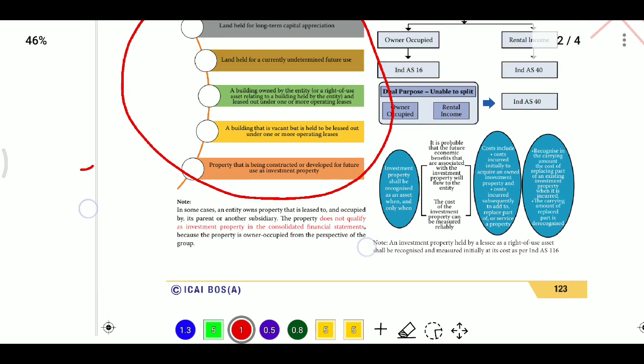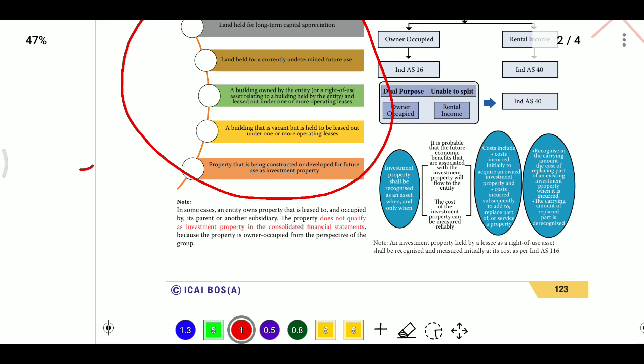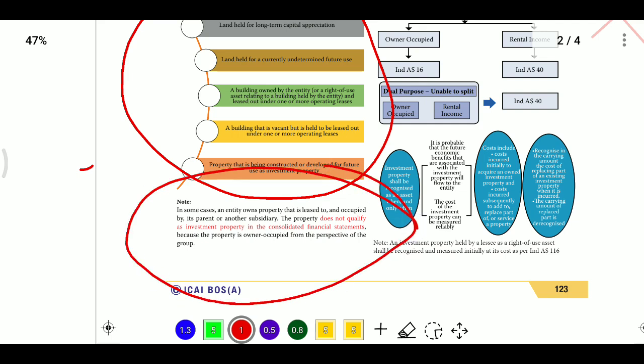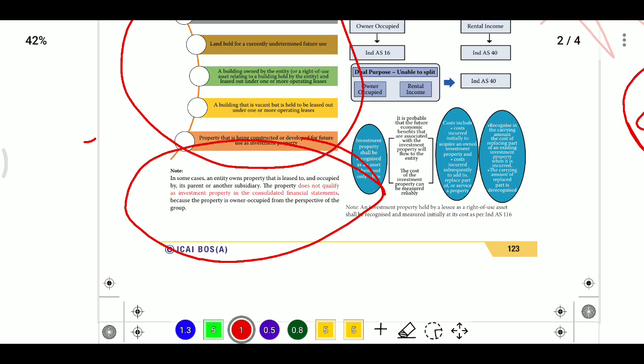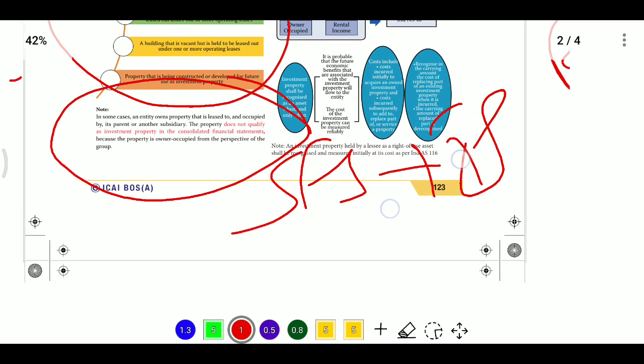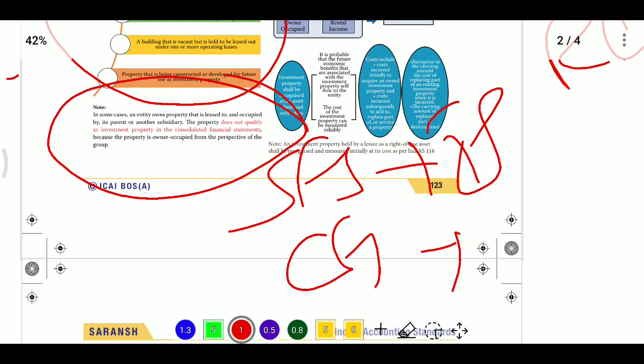In some cases, the entity owns property that is leased to and occupied by its parent or another subsidiary. Then the property does not qualify as investment property in the consolidated financial statements because the property is owner occupied from the perspective of the group. If we see it in the separate financial statements, it will become investment property. In the consolidated financial statements, it will simply become owner occupied property.